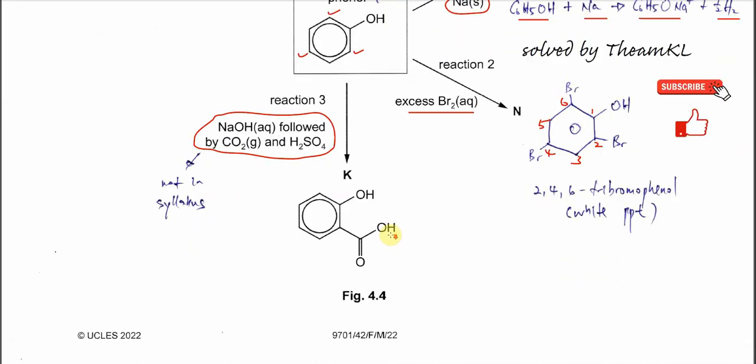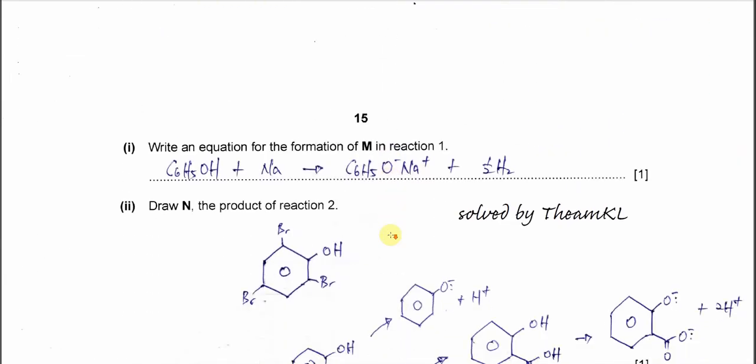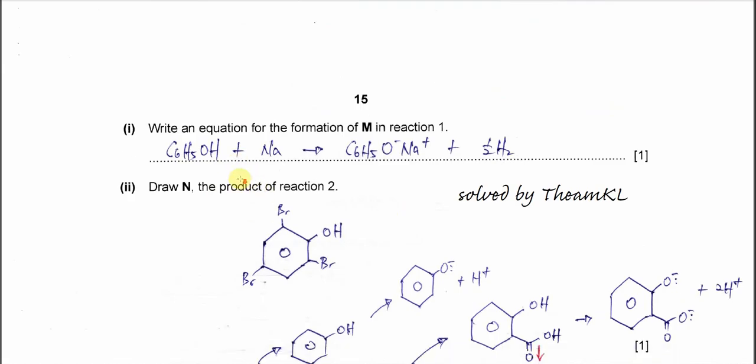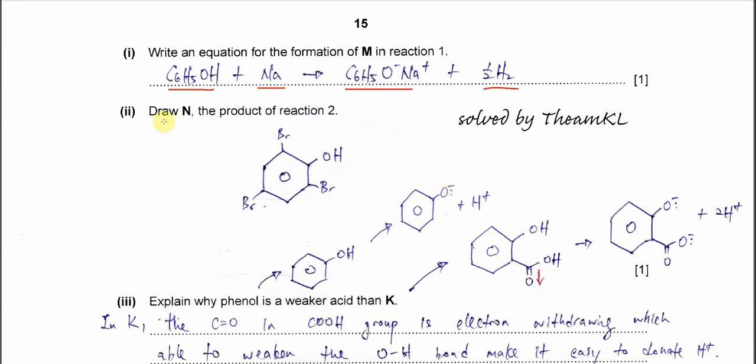So I hope you understand. So this is part 1. I told you already the equation. The phenol with sodium forms sodium phenoxide and hydrogen gas. And draw the N. This is the white precipitate, the 2,4,6-tribromophenol just now.